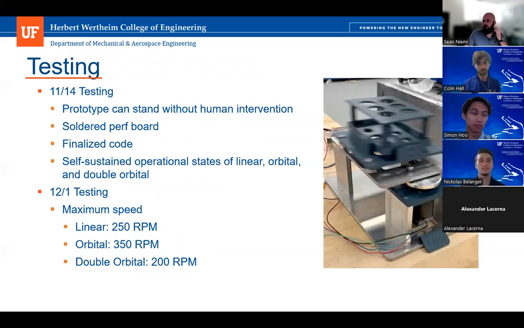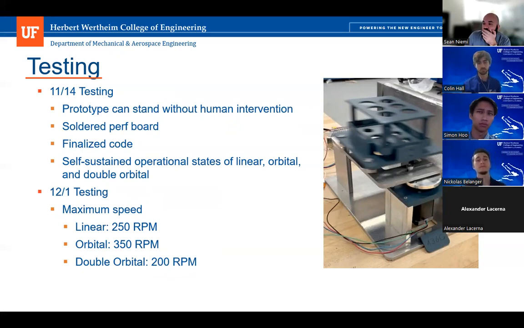So our first major round of testing was on November 14th. And on this day, we demonstrated to our teaching assistant, Alex, that our prototype can stand without human intervention. We showed a completely soldered perf board, finalized code, and that our prototype can self-sustain operational states of linear, orbital, and double orbital shaking patterns.